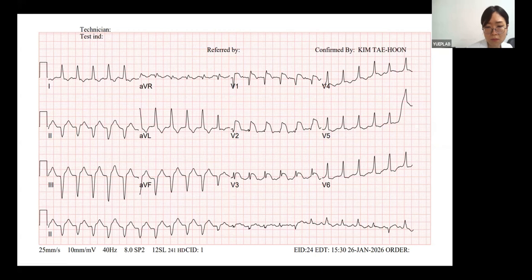Okay, Josiah. I agree with that. The heart rate is regular, 150 to 160, with different QRS morphologies. Also, you can see the P wave is conducted to the QRS.